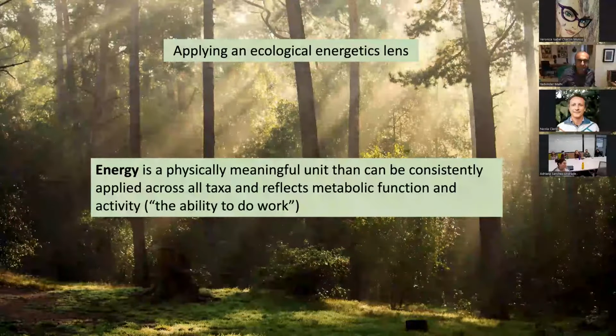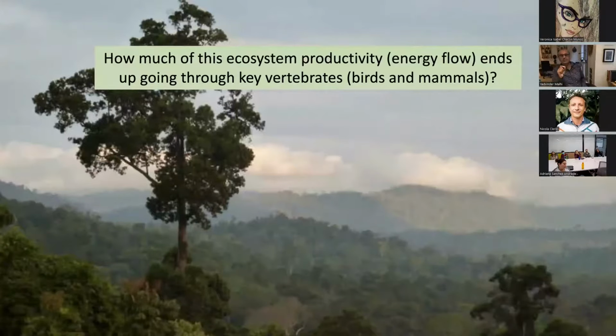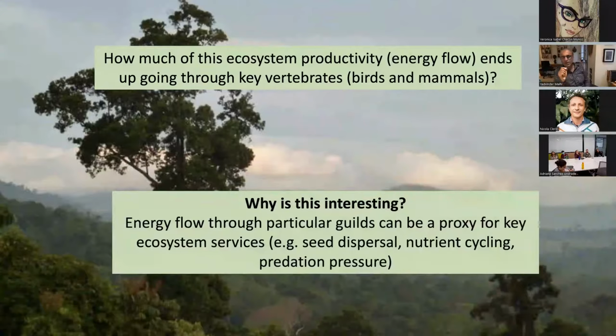of organisms. And so the question we wanted to ask is how much of this ecosystem productivity ends up going through, in this case, key vertebrates, the birds and mammals. In principle, you could do this for invertebrates, for other things, but some of the best data you often find are mammal abundances and bird abundances. And so we focused on those to look at this question. And why is energy interesting? Because we argue that the energy flow through particular guilds, whether seed dispersers or pollinators or nutrient cyclers or predators, can be a proxy for the strength of that ecosystem function, that ecosystem service in that ecosystem.